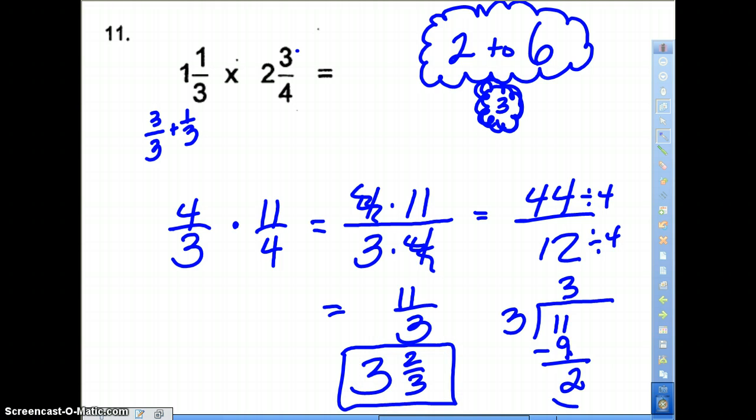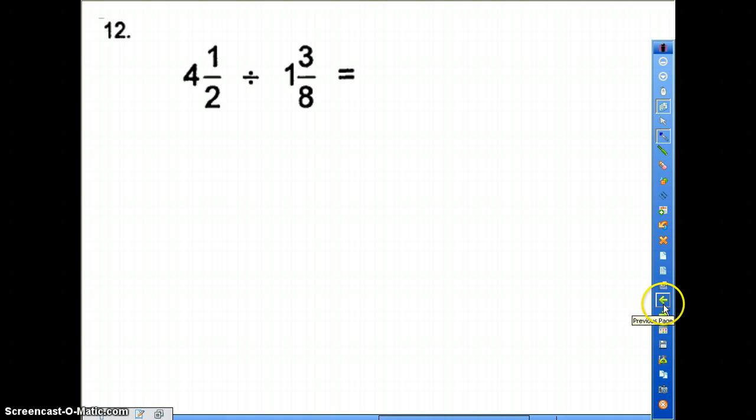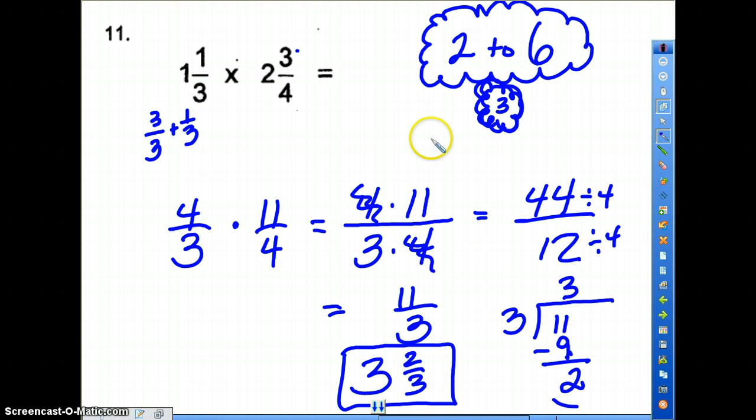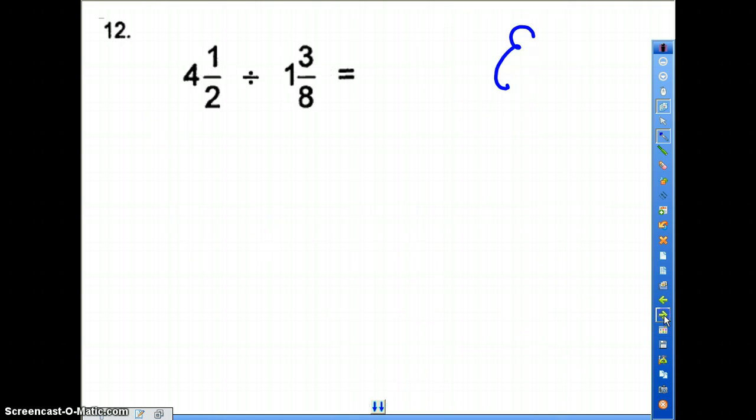All right. Let's see if we can get in 12 before the time runs out. We've got division. 12 is always division with mixed numbers. Okay, oh, by the way, what was our estimate back here? Didn't I say our estimate was 3? I think my answer is reasonable. All right, forgot to check that.